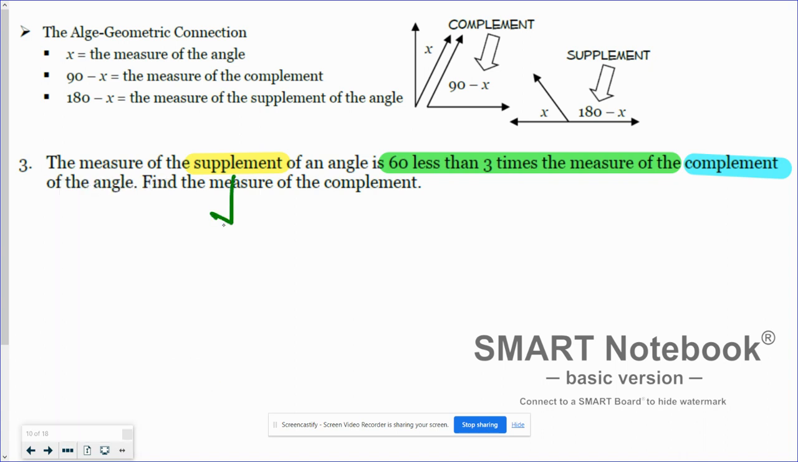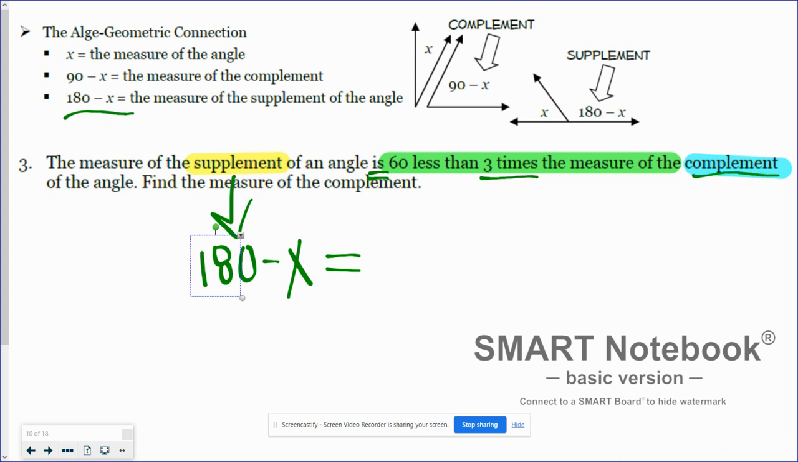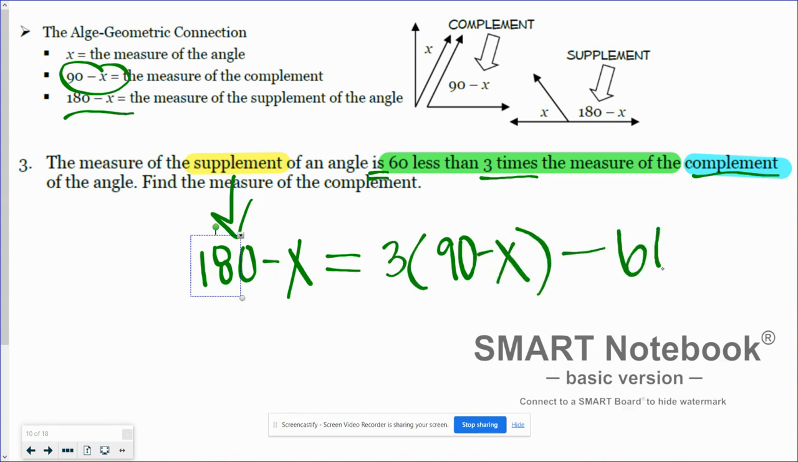So let's write this as an algebraic equation. The supplement. Remember, whenever they say supplement, you want to write down 180 minus x. So we've got 180 minus x is, that's your equals, 60 less than 3 times the complement. Complement is 90 minus x. So we have 3 times 90 minus x. And it said it was 60 less than, so minus 60. So this is our equation. They say supplement, we write 180 minus x. They say complement, we write 90 minus x. And then we fill in the rest as described.